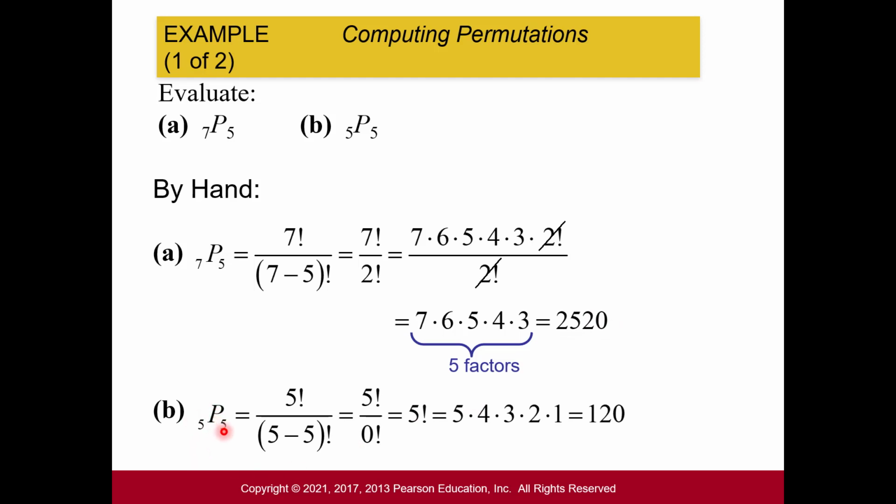And so take a look at 5 permutation 5, the total was 5. 5 minus 5 is 0. And be careful, remember, 0 factorial is not 0, it's 1. So this is saying 5 factorial over 1. And so 5 factorial is just 5 times 4 times 3 times 2 times 1, which is 120. So this is how you can compute permutations.